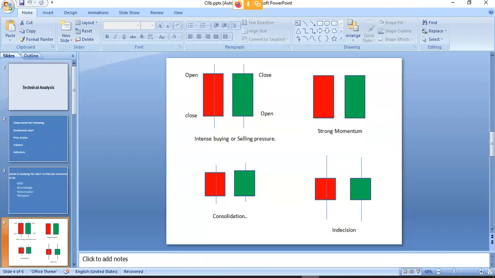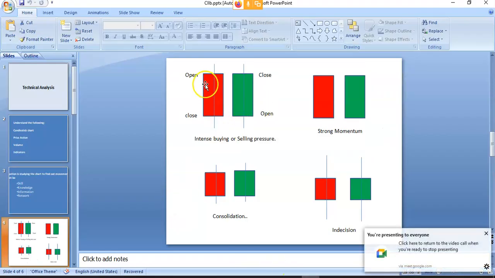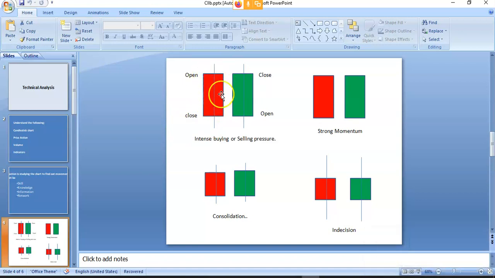So it opens and it closes, and this is how the open and close parts work. In a candlestick we have the body and the wick. Wick is spelled W-I-C-K. The larger four-cornered part you see is the body, and the line is the wick.